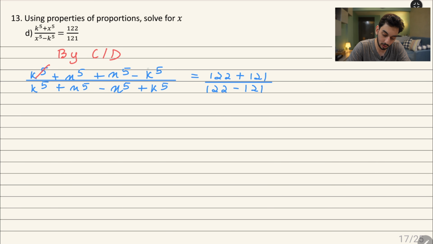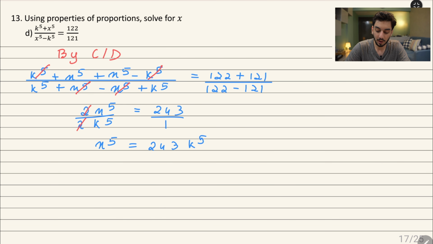In the numerator, the positive and negative k raised to 5 goes away. In the denominator, the positive and negative x raised to 5 goes away. So I'd be left with 2 times x raised to 5 upon 2 times k raised to 5 is equal to, this would just become 243 upon 1. The 2 and the 2 goes away and I'm left with x raised to 5 is equal to 243 k raised to 5.